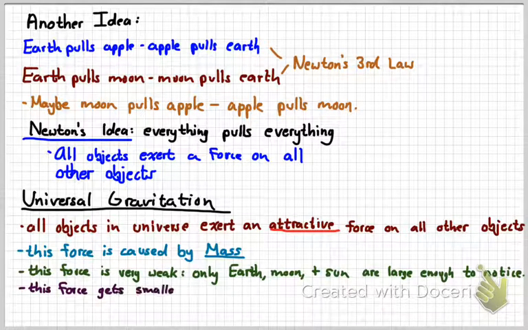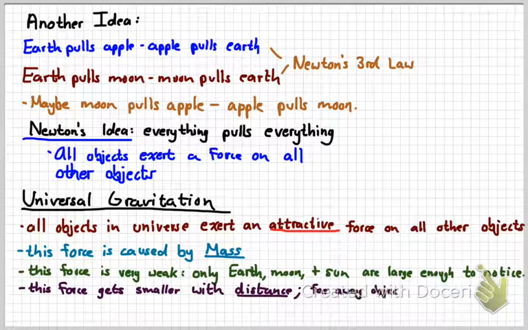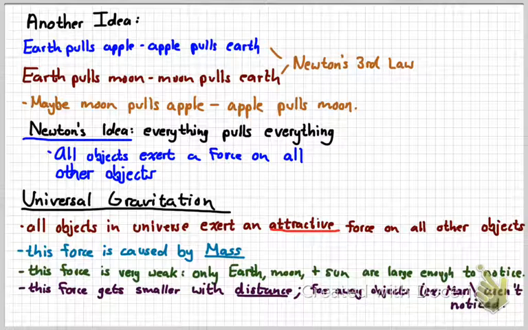This force gets smaller with distance, so things that are far away aren't going to pull as hard as things that are close. So for instance, Mars is only slightly smaller than the Earth, yet it's so far away you don't notice its gravitation compared to the Earth. Jupiter is a lot bigger than Earth, but it's even farther away. So the farther away you are from the object, the smaller the force is.